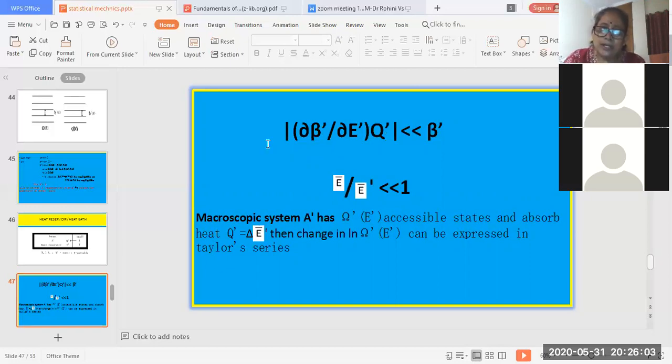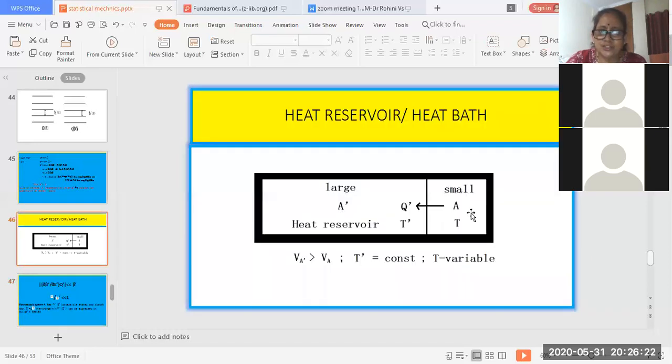So the condition for heat reservoir is defined mathematically in this way. That is the variation of beta dash with respect to E dash. What is E dash? Energy of the system A dash, which is there on the left hand side. Again I'll bring it here. You can see here this is A dash, this is A. Beta dash is for this, Q dash is for this.